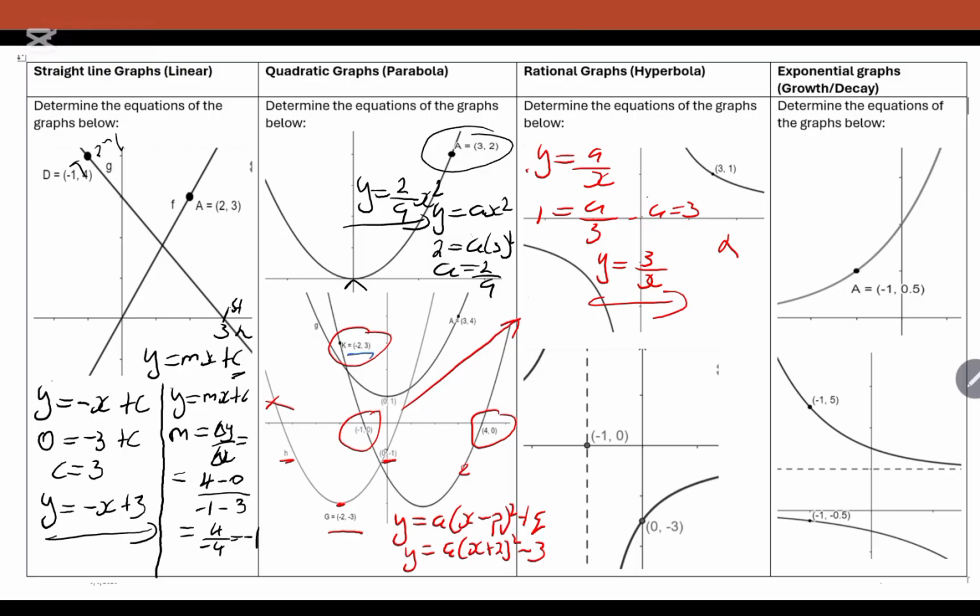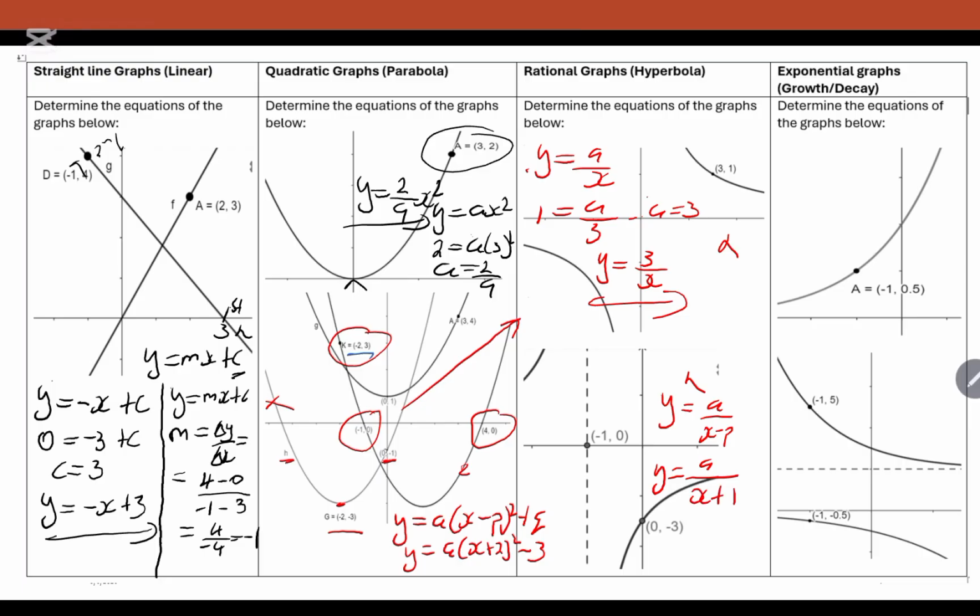The second graph at the bottom here has been shifted 1 unit to the left. So this takes the standard form of y is equal to a over x minus p. So it has only been shifted to the left. So this will be y is equal to a over, that is minus 1, so it will be x plus 1.